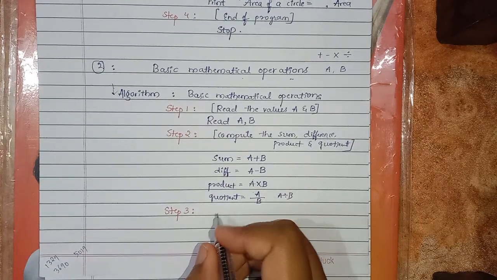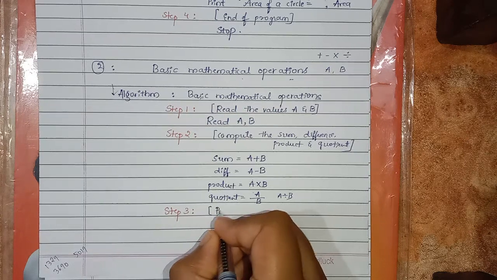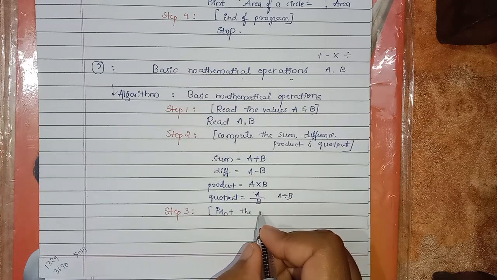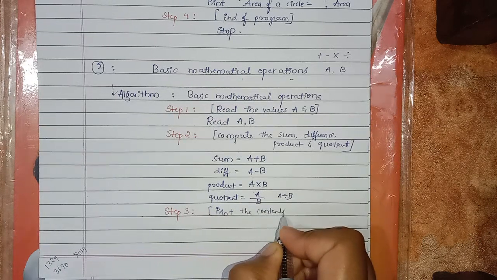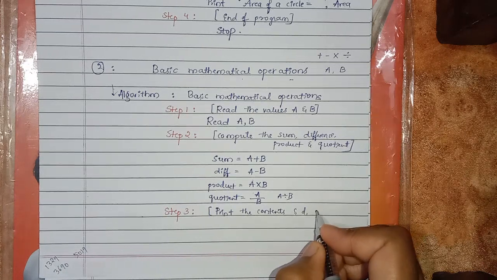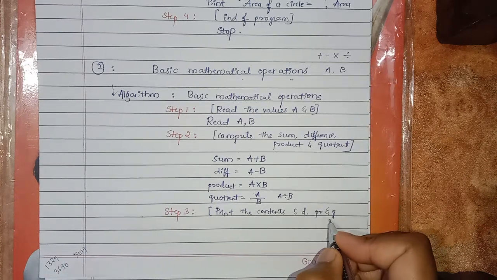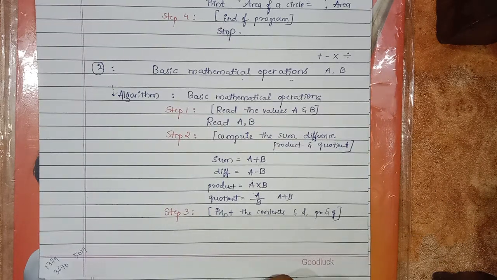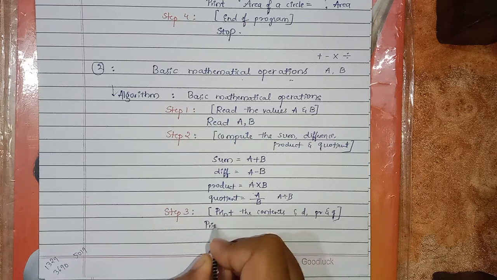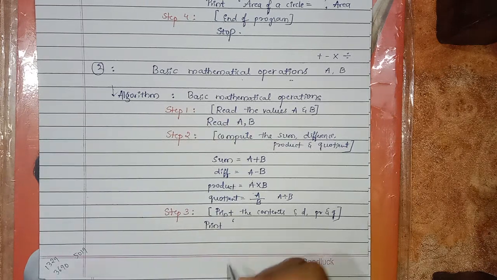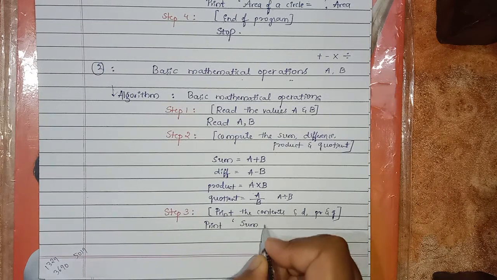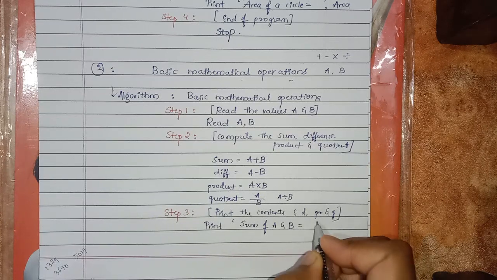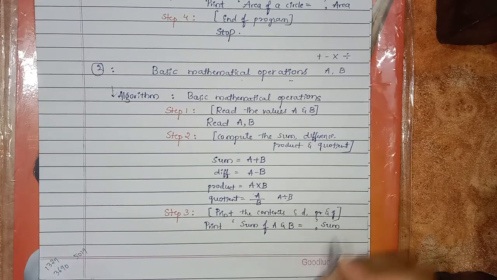So see here what you have to do here. Print the contents, or print the sum, difference, product and quotient. You write it properly. Sum, difference, product, quotient. Printing. So how computer will print the answer? See here. Print in the inverted comma sum of a and b equal to, this much answer, inverted comma complete sum.